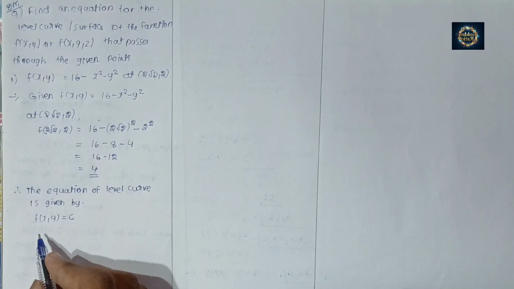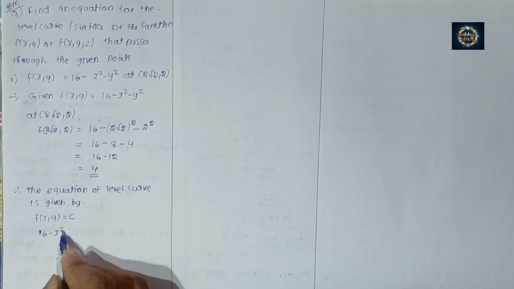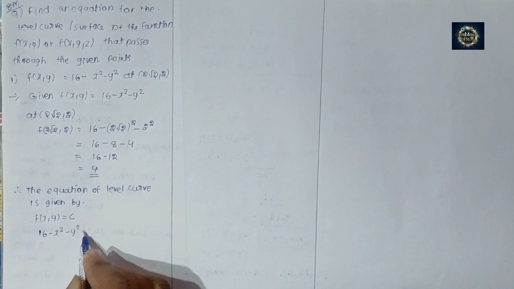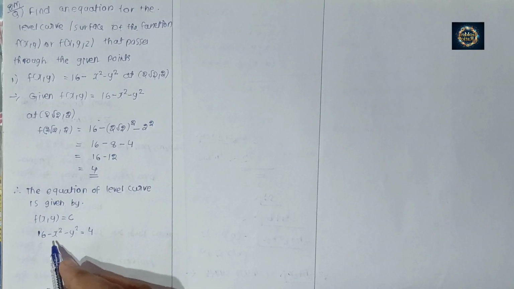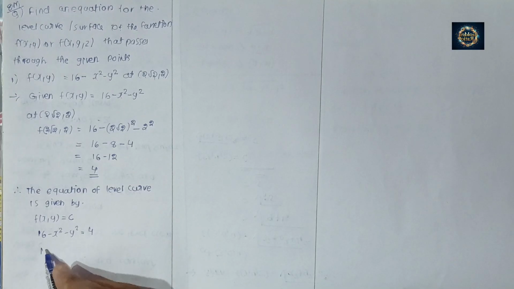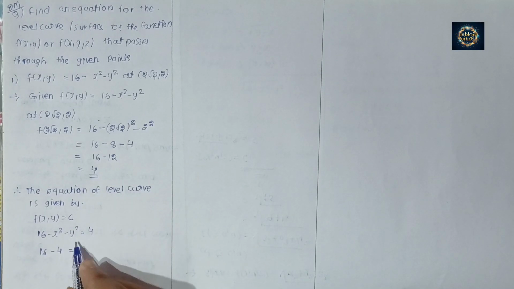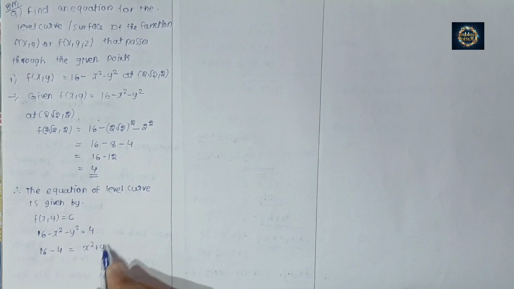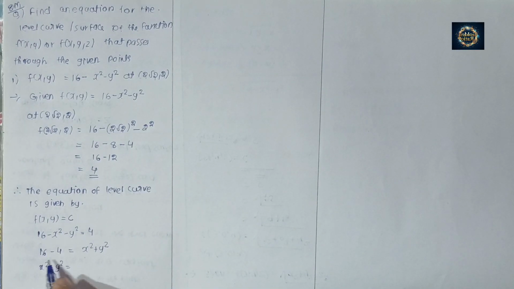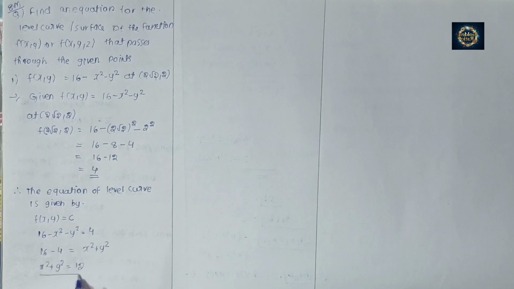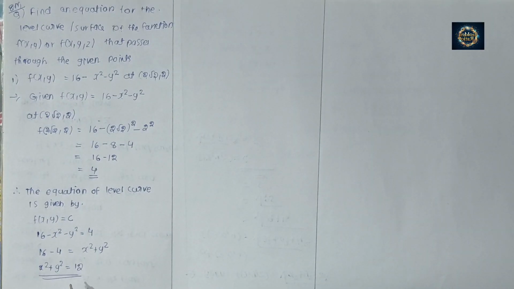Here f of x comma y is 16 minus x square minus y square which is equal to C, which is 4 here. So while forming the equation we can shift this to that side and this to this side. So 16 minus 4 which is equal to x square plus y square, or we can write x square plus y square equals 16 minus 4, which is 12. So this is the equation of the level curve.